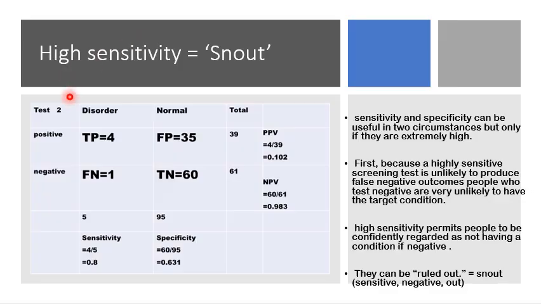Now consider this example. If we have a new test, a screening test, test number 2, and we'll be examining 100 cases for a certain disorder. 5 of the 100 cases have the disorder and 95 don't, are normal. Now the new test has actually done very well because it picked up 4 of the 5 cases. It picked up 4 of the 5 disorder cases, so it has a very high sensitivity, 80%.